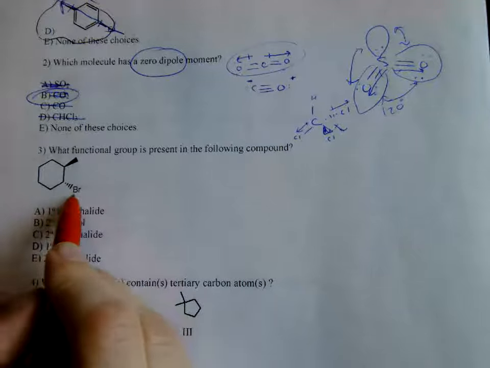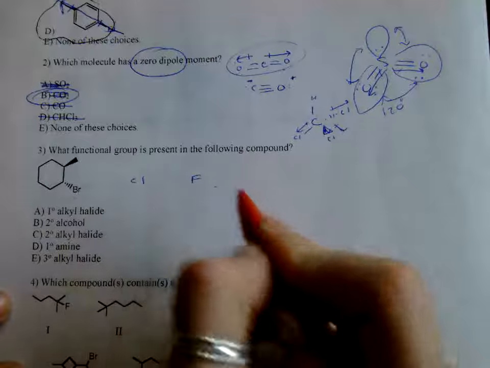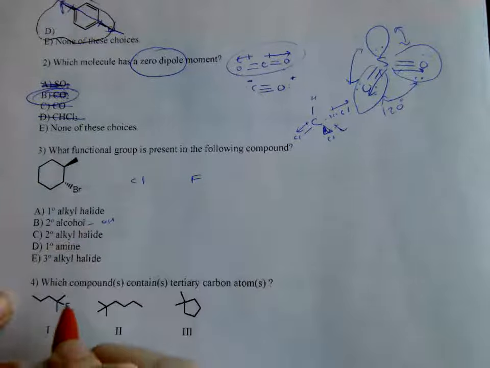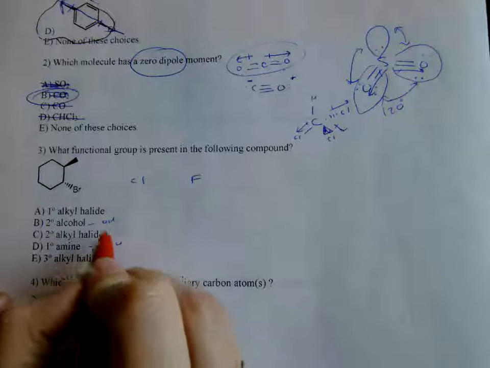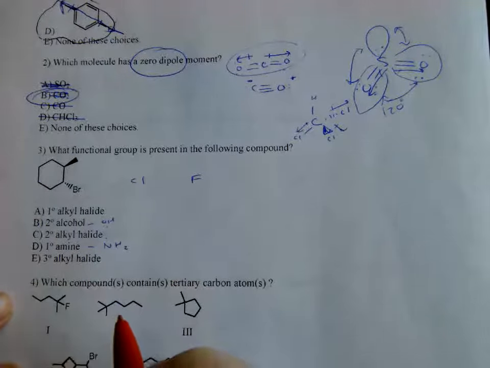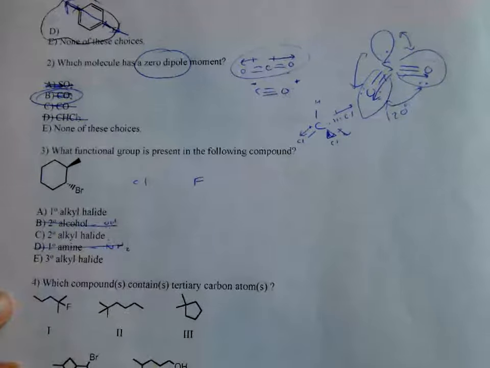But this is a halide. Bromine, chlorine, fluorine, all those are going to be halides. Alcohols look like this, they're just OH groups. And amines are NH2 usually, bonded to a molecule. So you can go ahead and get rid of the alcohol and the amine.